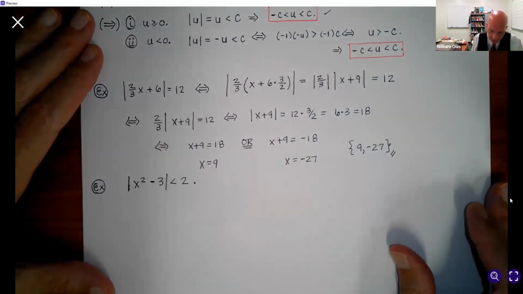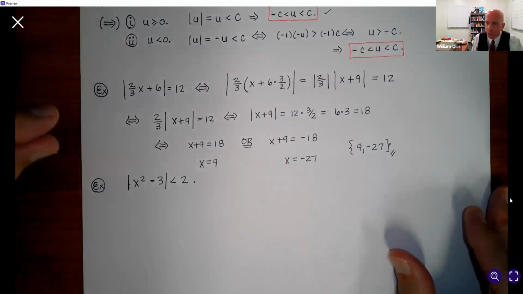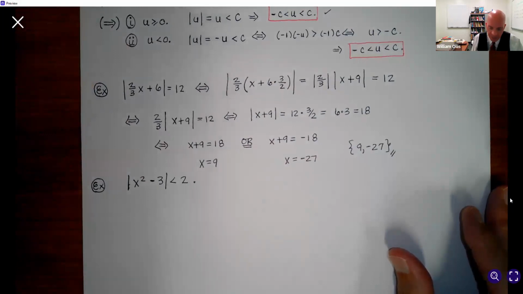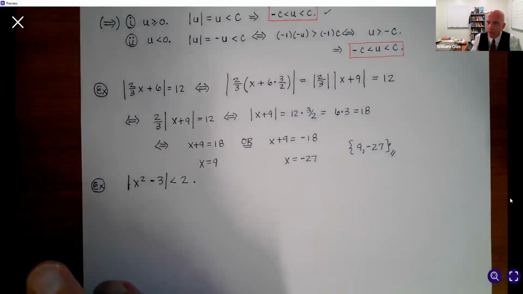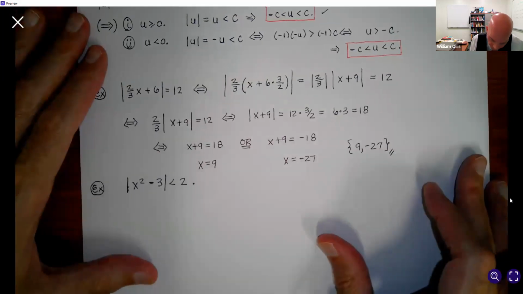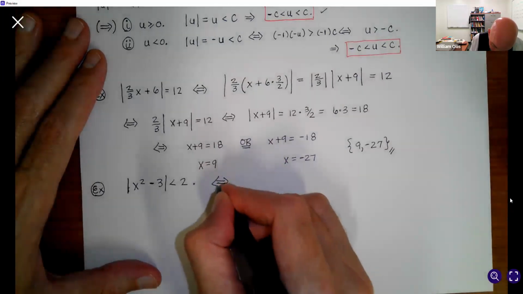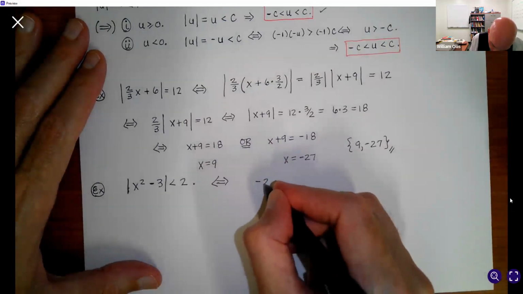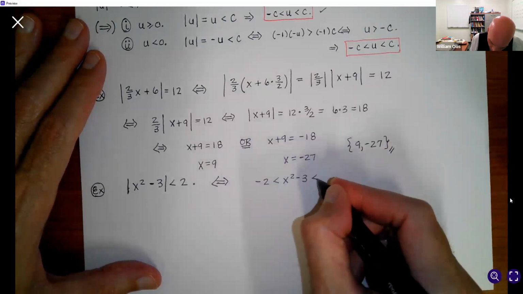Now, what's interesting about this, if we write this as a compound inequality, we don't have the luxury of being able to solve this without breaking the compound inequality down into two pieces, because the nature of the square here is a little bit more difficult to predict. So of course now, if and only if, we'll have -2 less than x squared minus 3, but also less than 2.